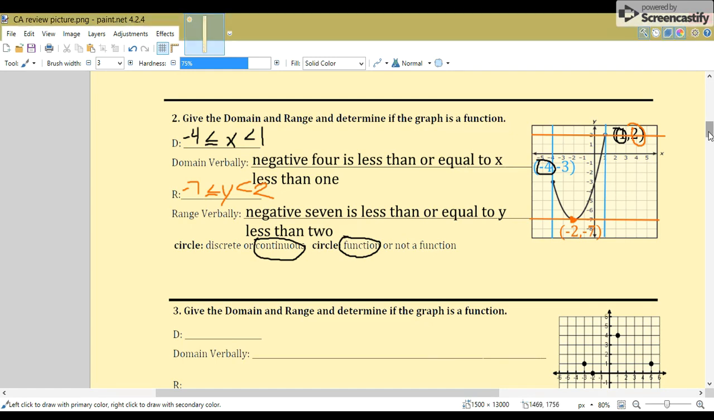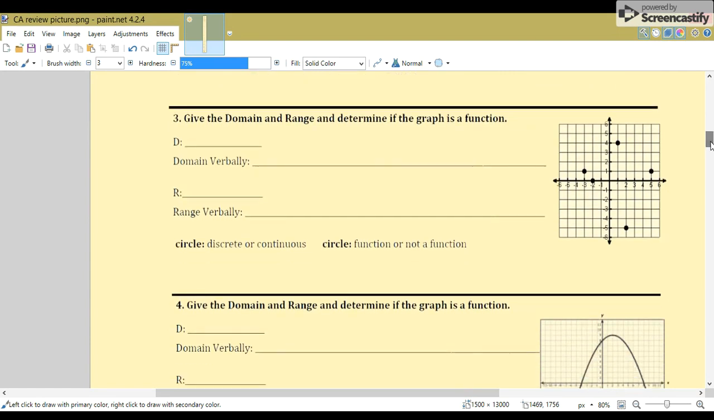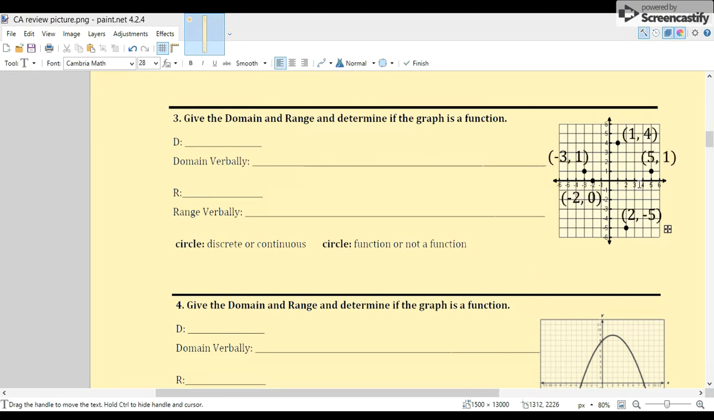On this next one, number 3, we would first label all of these points, all 5 of them. Go ahead, pause the video, label each of these points. When you're ready, unpause the video and check to see if you applied them correctly. Okay, these should be the labeled points.